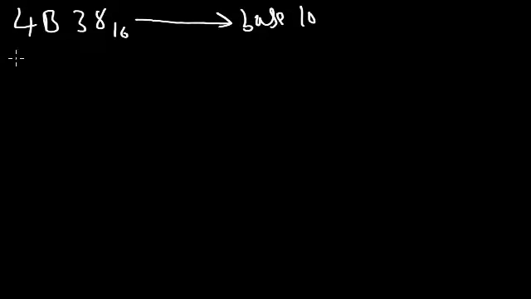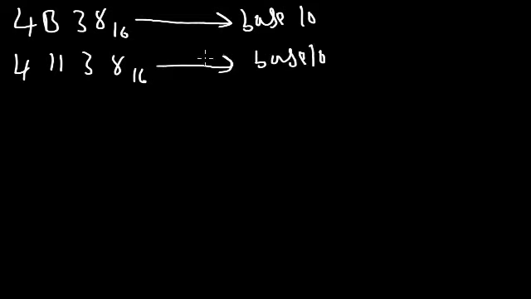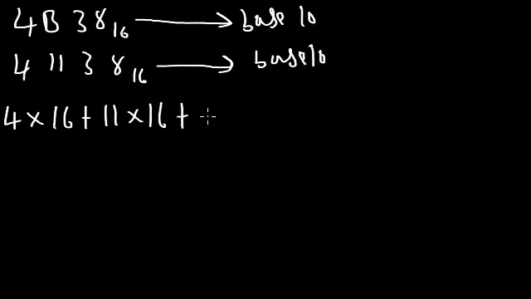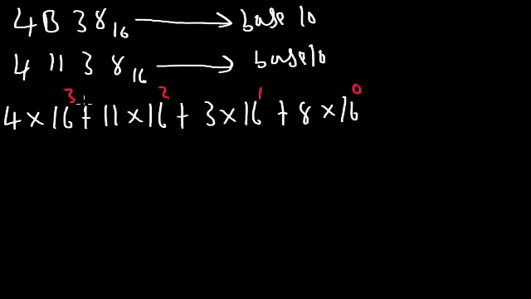Now, just like before, let's expand. So, okay, before that, let me just re-express. We know that B is the same thing as 11, and I have 3, I have 8, I have 16. So I'm converting that to a number in base 10. So right now I can expand. So 4 times 16 plus 11 times 16 plus 3 times 16 plus 8 times 16. So the next step is the index: 0, 1, 2, 3.